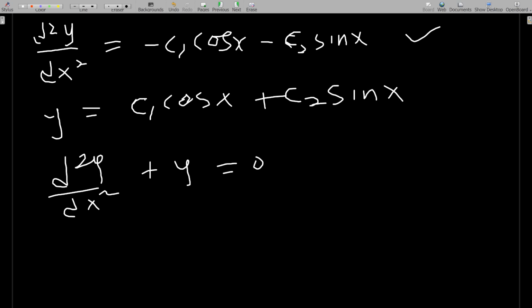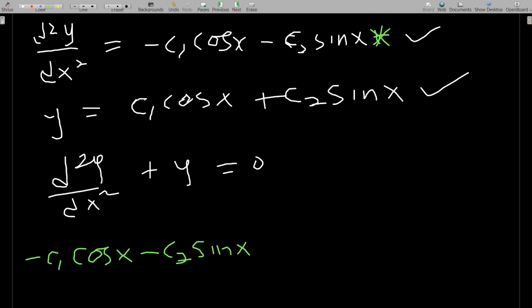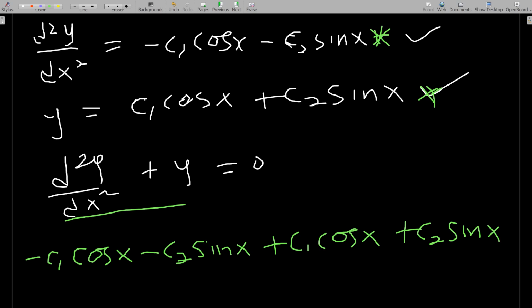So in order for this function to satisfy the differential equation, its second derivative plus the same function should give us 0. So let's add these two. The second derivative d squared y over dx squared is giving us minus c1 cos x minus c2 sine x. And then y is also giving us the second one, which is plus c1 cos x plus c2 sine x. So we are saying that if you put them here, the result should be 0.